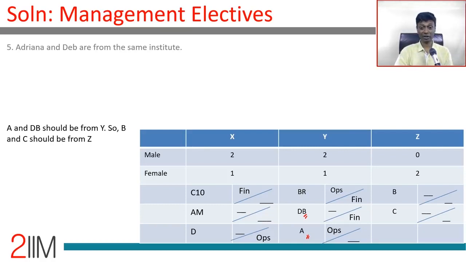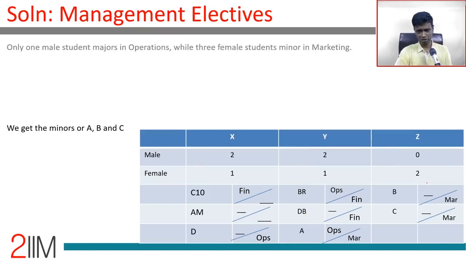Now the next thing we can fill is 3 females, 3 girls minored in marketing. Daisy minors in ops. So Adriana, Bandita, and whatever the C stands for, they've all minored in marketing. And so we filled in a bunch of things. We know the colleges for each student. For each college, we know the students. We filled in major and minor for a bunch of things. Let's see if you have missed out something else. Minors for A, B, and C are all marketing.